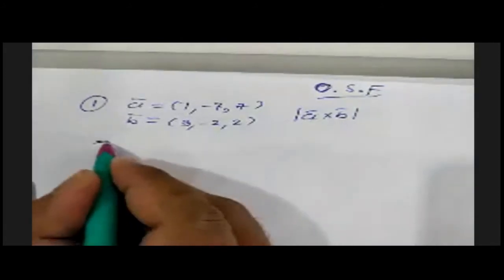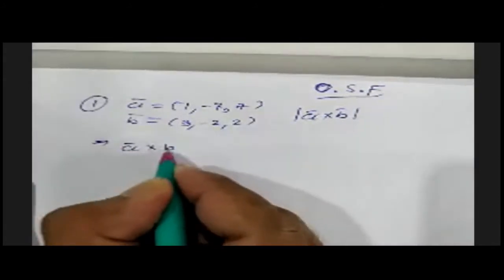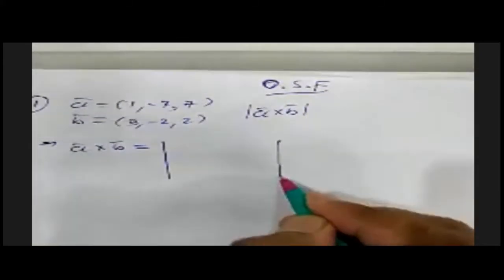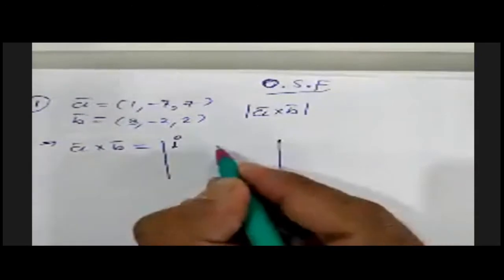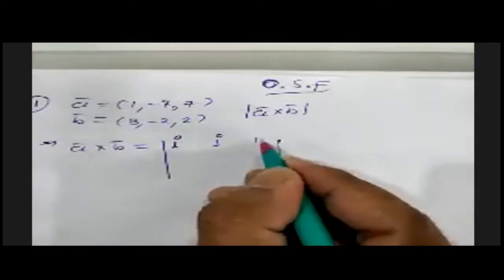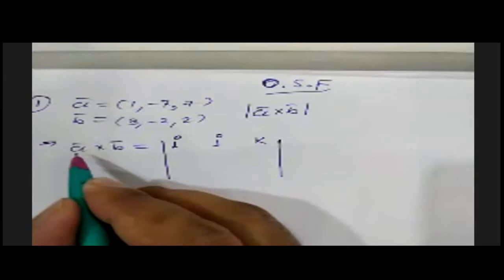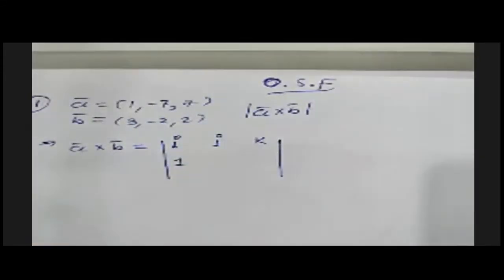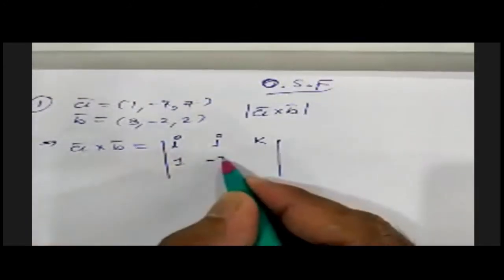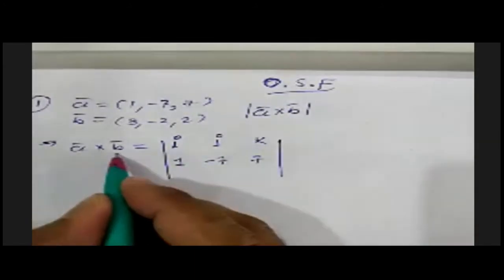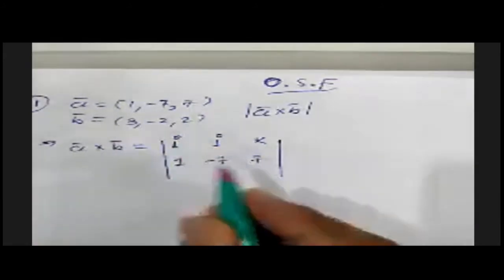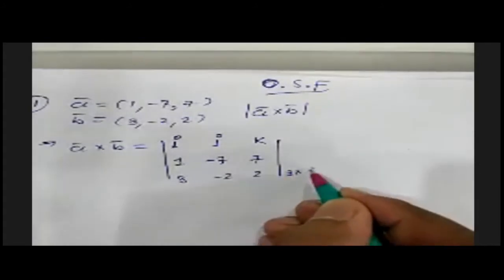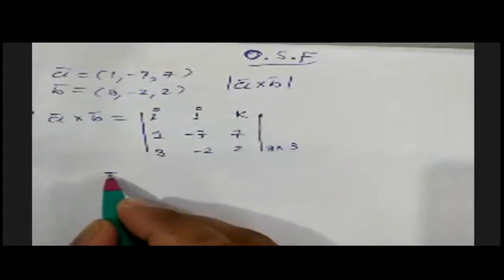First of all, let me explain how to find the cross product. Make one 3 by 3 determinant. First row I, J, K; in the second row 1, minus 7, 7 as given; and in the third row 3, minus 2, 2 as given. This is a 3 by 3 determinant. Now let's solve this determinant.